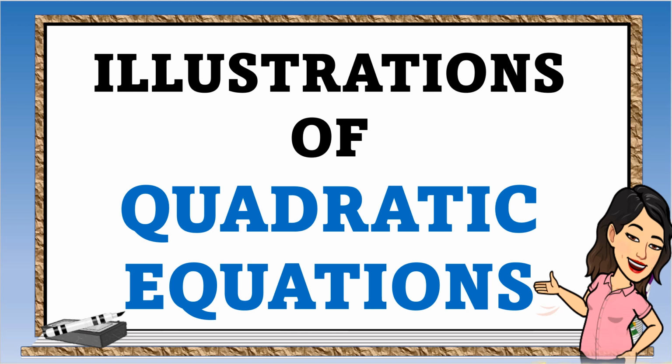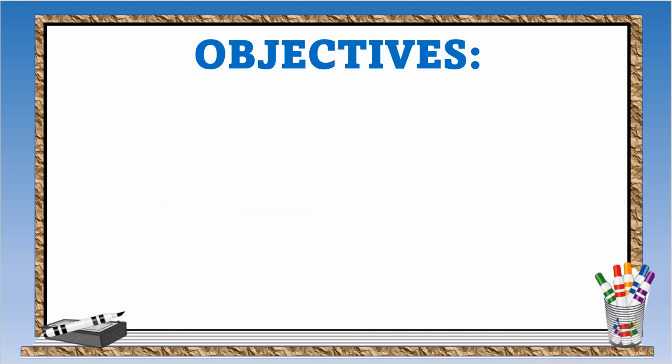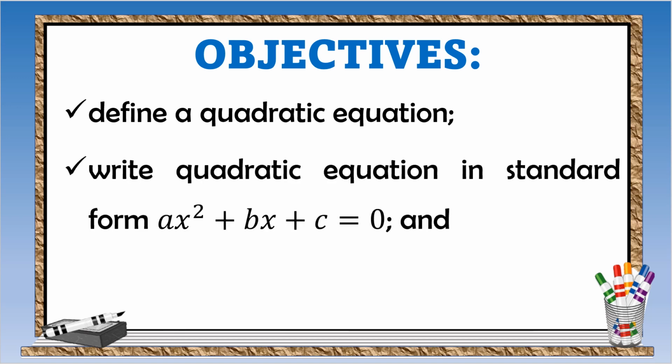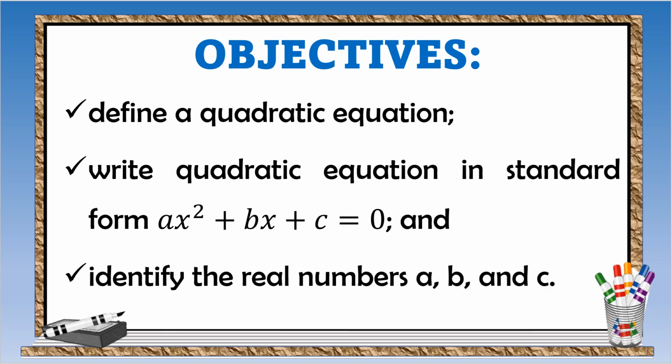We are going to discuss illustrations of quadratic equations. So our objectives are: define a quadratic equation, write a quadratic equation in standard form ax squared plus bx plus c equals 0, and identify the real numbers a, b, and c.